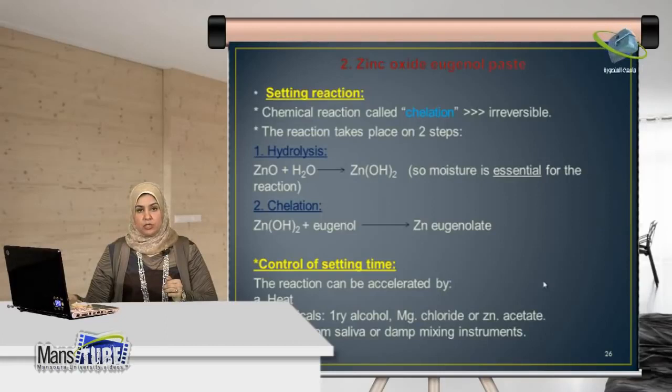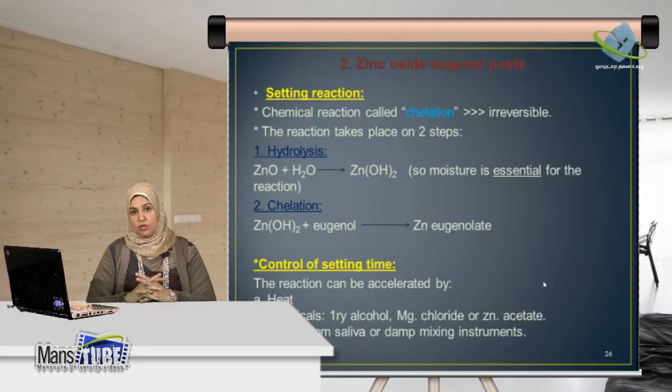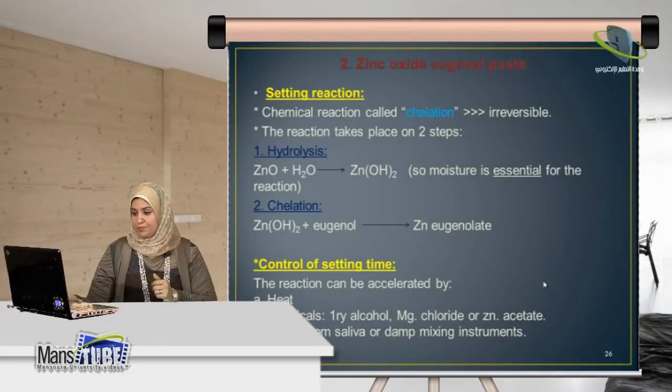The second step is the chelation reaction. During this step, the zinc hydroxide reacts with eugenol to give zinc eugenolate, which is the set material. So we notice here that the first step is the reaction with water. That's why I said that moisture is a very important component of zinc oxide eugenol paste, because if it doesn't contain moisture, the reaction will never happen. That's why the moisture must be included inside the components of the catalyst paste.